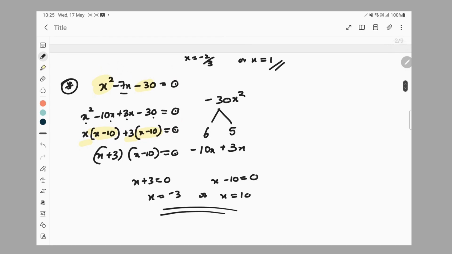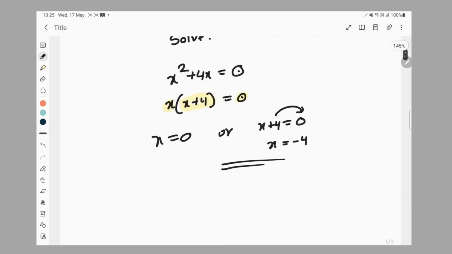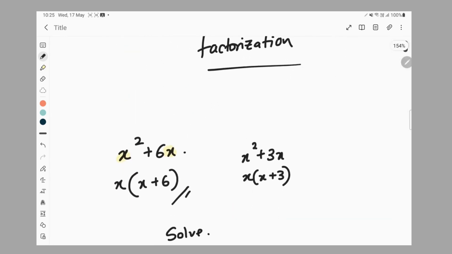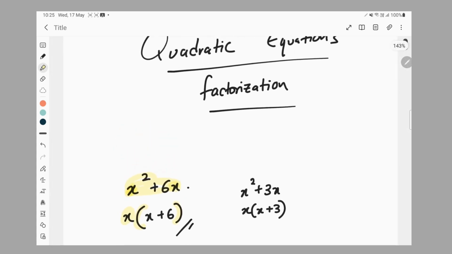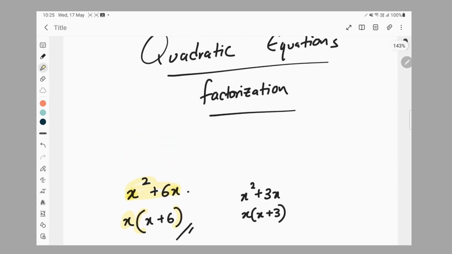Alright, I hope you got what quadratic factorization and factorization is. We always take the common term out and put the brackets. If you expand, you should get the same original term. Alright, I hope you understood the entire quadratic equation solving.